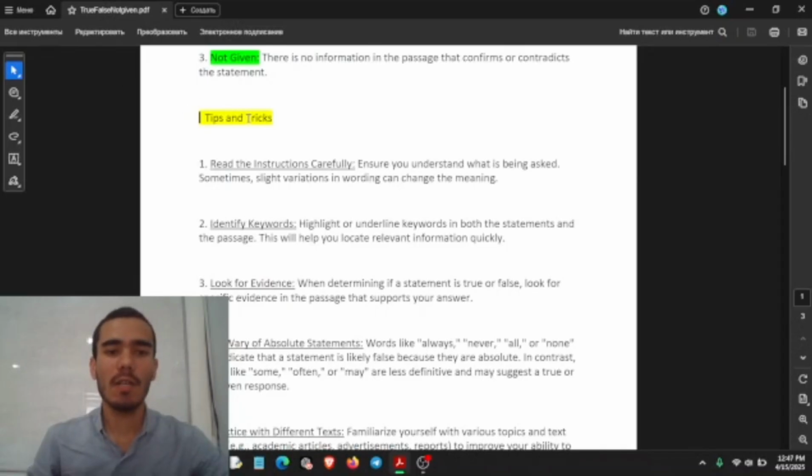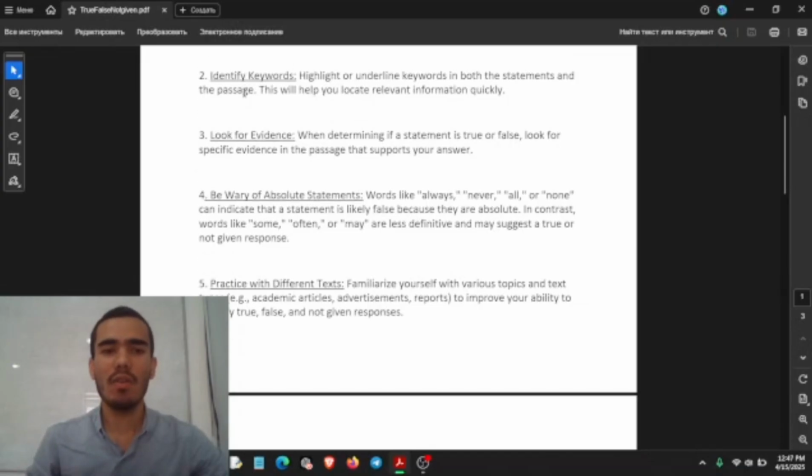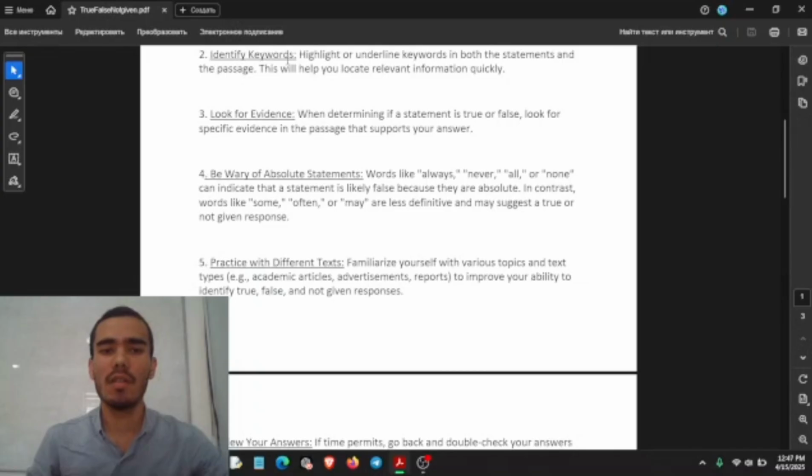So, tips and tricks. Let's start. First thing you have to do is read the instructions very carefully and ensure that you understand what's being asked from you. So that's the first important thing. And second thing you have to do, this is one of the important steps as well, is identifying keywords.